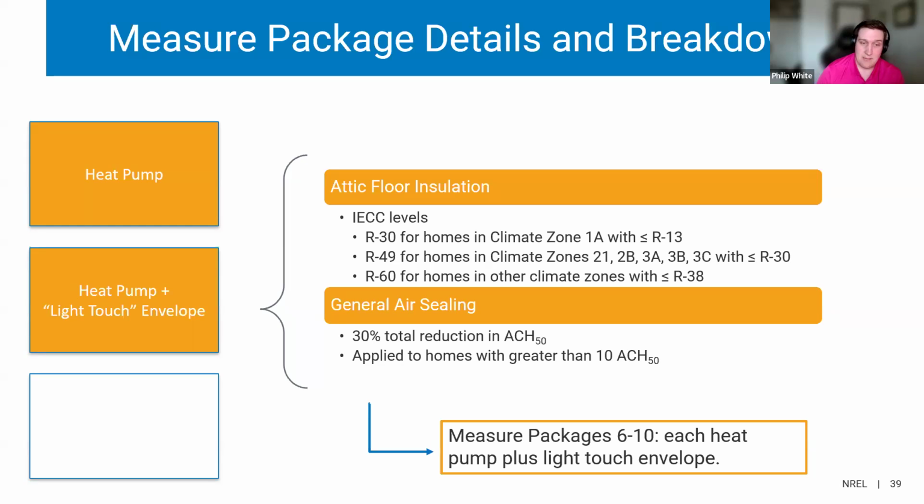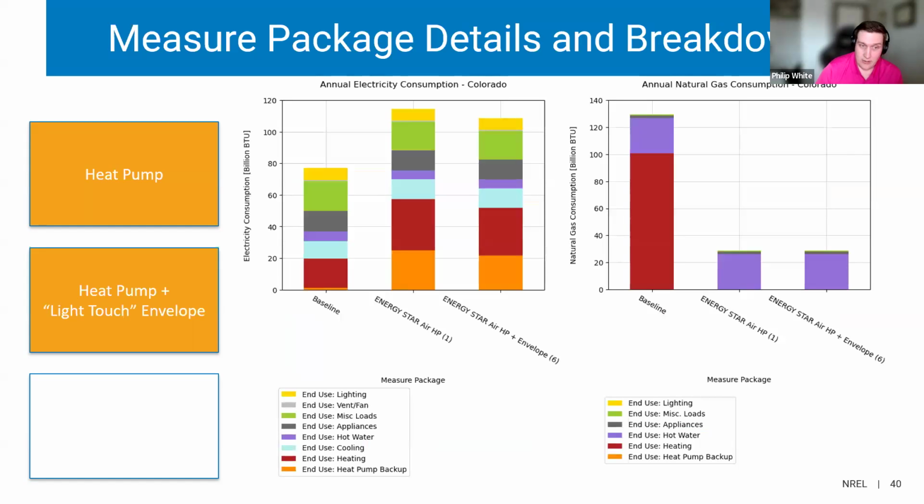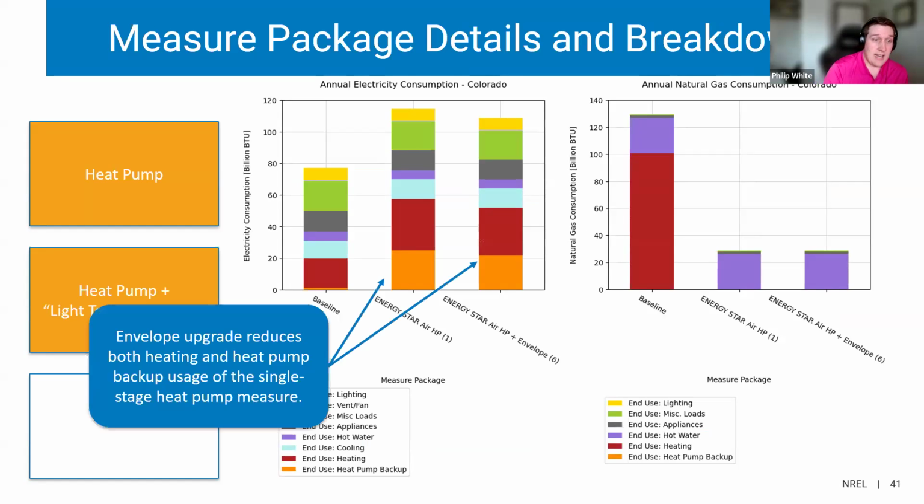So let's look at some example results that include the envelope measures. Here's the annual electricity and natural gas consumption results by end use for baseline, measure package 1, which is that Energy Star heat pump, and measure package 6, which is that same heat pump with the light touch envelope package. And reminder, these are still limited to Colorado. And as you'd expect, the envelope upgrade reduces both heating and heat pump backup usage of the standalone heat pump measure package.